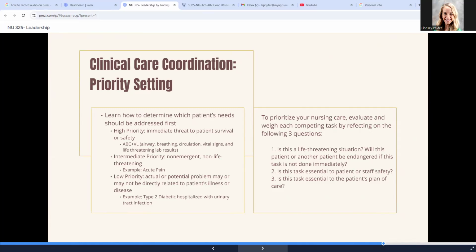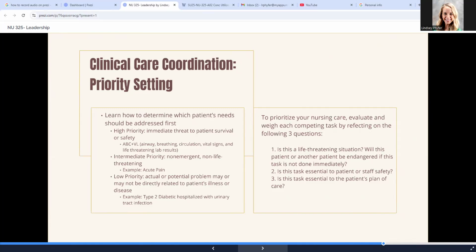So these are going to be your non-emergent, non-life-threatening patient problems, but they need to be addressed in a timely manner. An example of this would be a patient that's in acute pain. We obviously don't want our patients to be in pain, but if we had 2 patients and one patient was complaining of acute pain and the other patient was complaining of difficulty breathing, we know that we need to first prioritize that patient with difficulty breathing because that is a high priority concern.